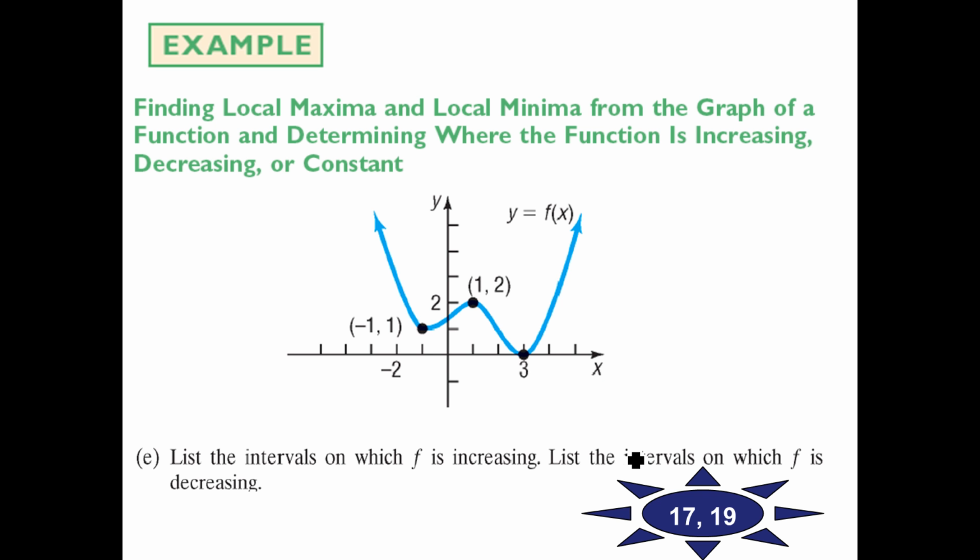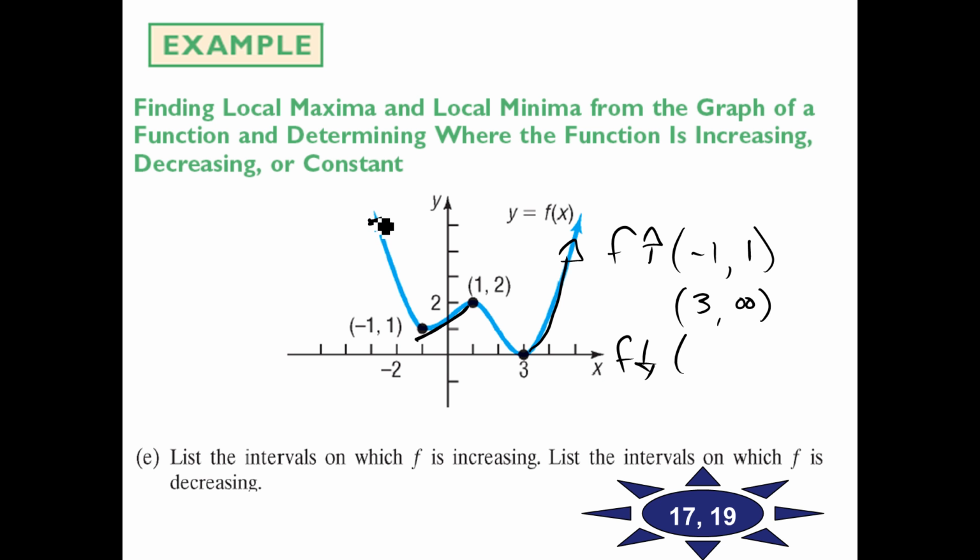All right. Let's list the intervals on which f is increasing. F is increasing from here to here. So we're increasing. F is increasing from -1 to 1. And it's also increasing here, this way, from 3 to infinity. It's decreasing from -infinity all the way over here, all the way down to an x value of -1, so -infinity to -1, and it's also decreasing from 1 to 3. And there we go, we have all the intervals. So try that with problems 17 and 19.